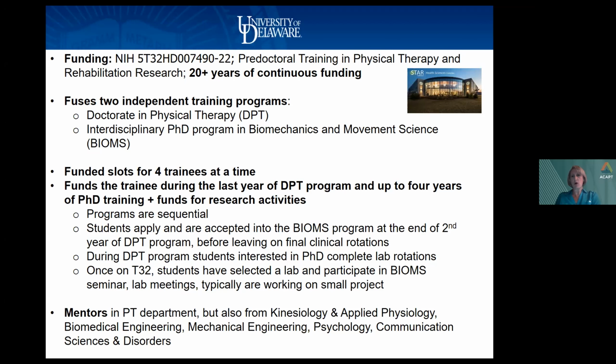And during the DPT program, students that are interested in the PhD complete lab rotations. And once on the T32 training grant, the students will have selected a lab and participate in biome seminar, lab meetings, and they're typically working on a small project in that transition time while they're finishing up their DPT and starting their PhD.